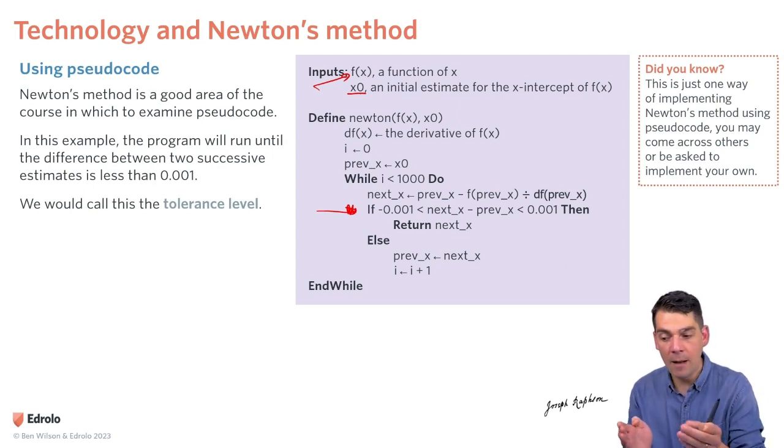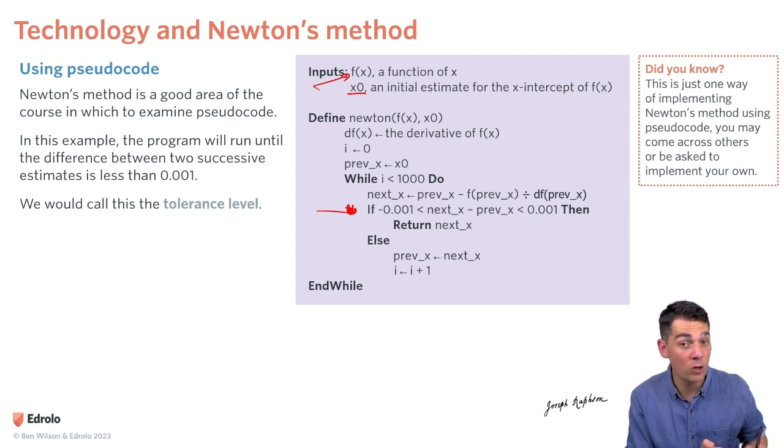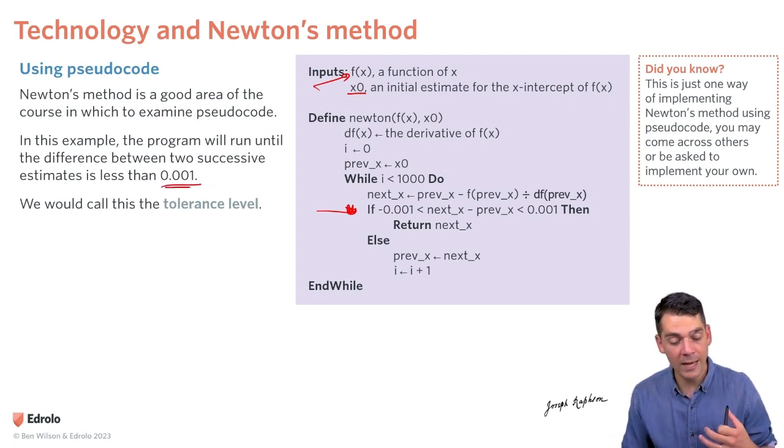So in other words, my x10, my x11, my x12, it's barely changing, which means we've gotten really, really close to the correct value of the x-intercept. So we've told the program to stop at that point, which we could call the tolerance level. So a tolerance level of 0.001, okay?